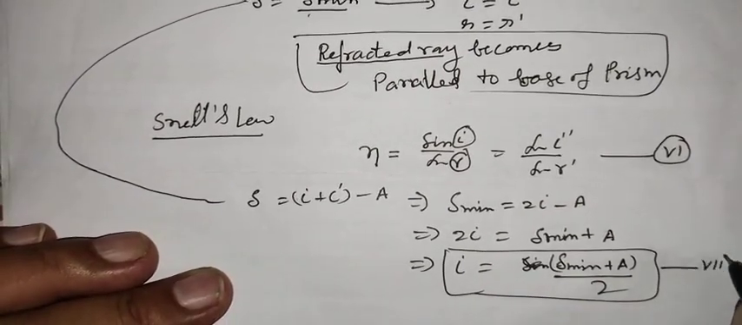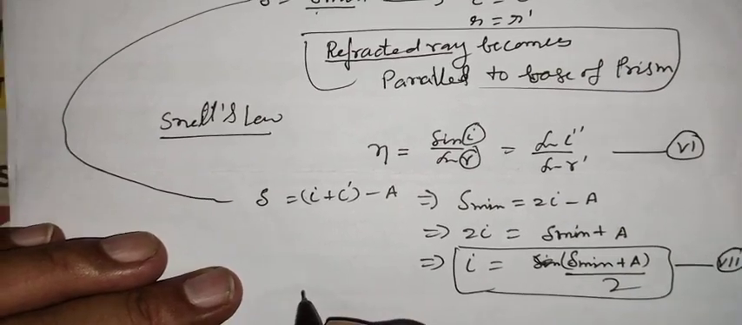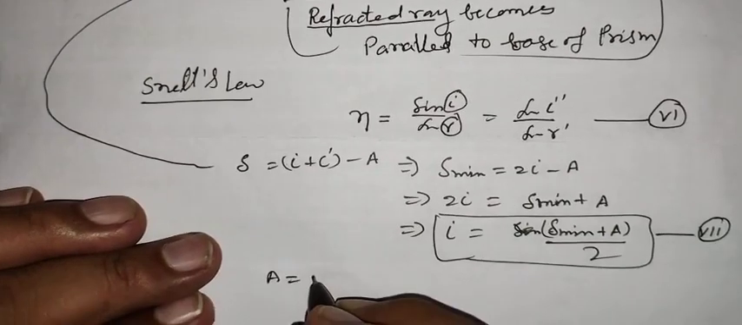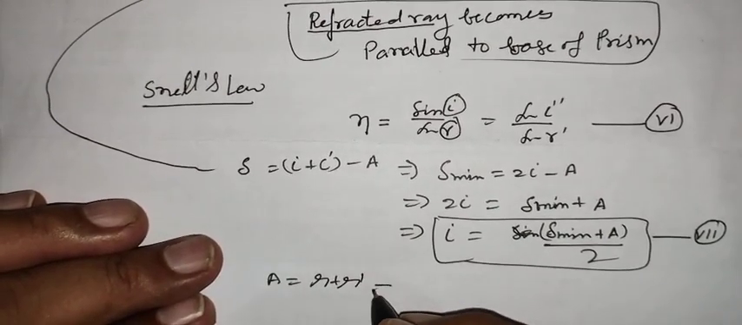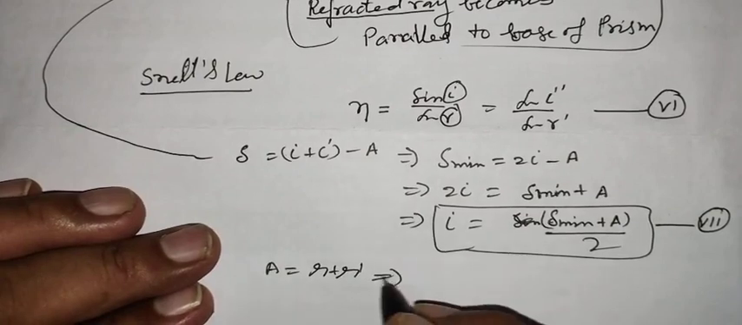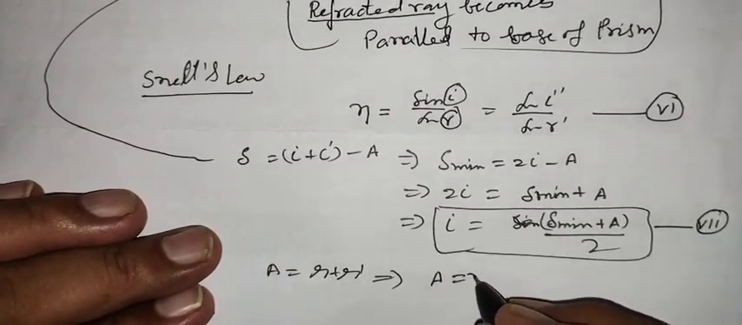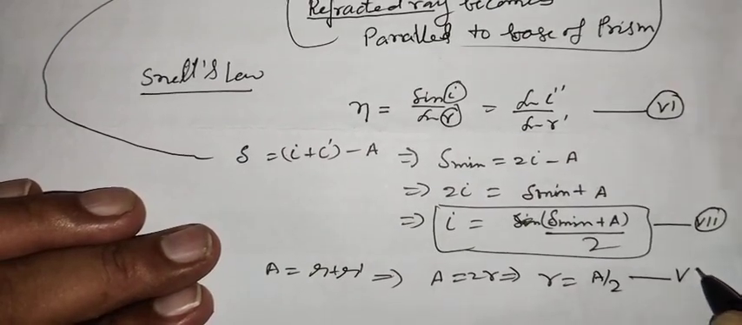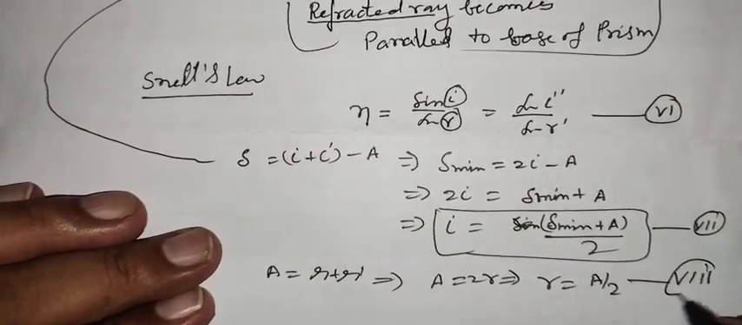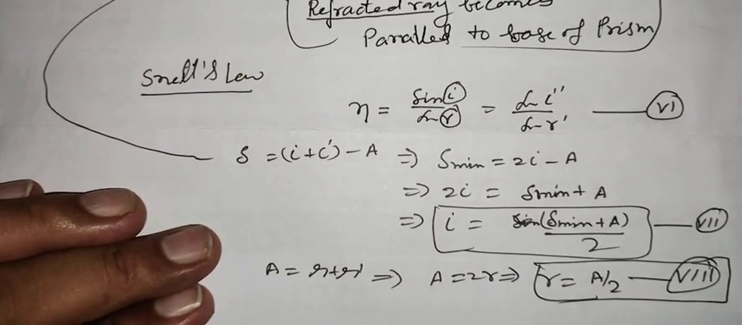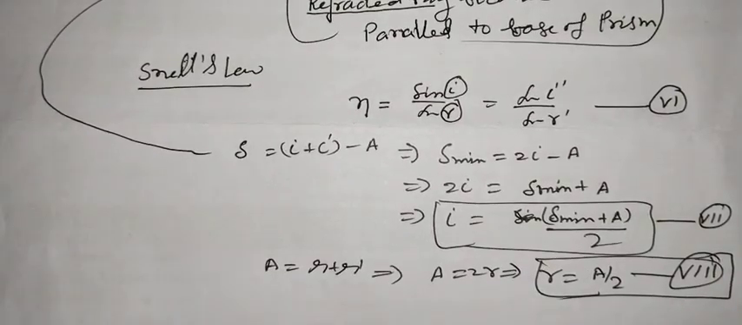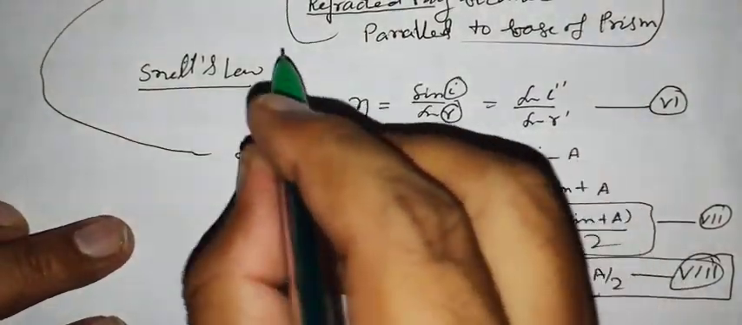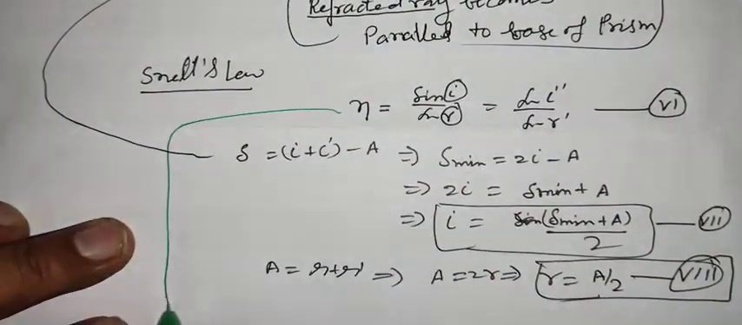We are taking this as equation number 7, and equation 8 is given: angle A is equal to r plus r dash. If r is equal to r dash under minimum condition, then A is equal to 2r, which implies that r is equal to angle A by 2. Equation 8. See, we have two equations, 7 and 8, for i and r. Then we are going to put these values in the Snell's law formula.